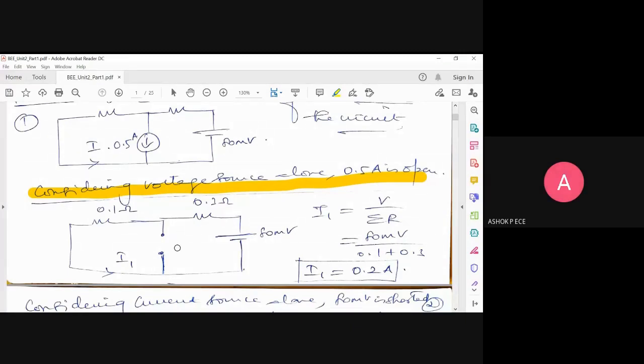So can I find I1 using Kirchhoff's voltage law? I is equal to V by R. So what is the voltage source you have? 80 millivolt. What is the total resistance you have? 0.1 and 0.3 have the same current flowing, so 0.1 and 0.3 are in series. So 80 millivolt by 0.1 plus 0.3. So you get the answer for I1 as 0.2 amperes. Is this first step clear to everyone?